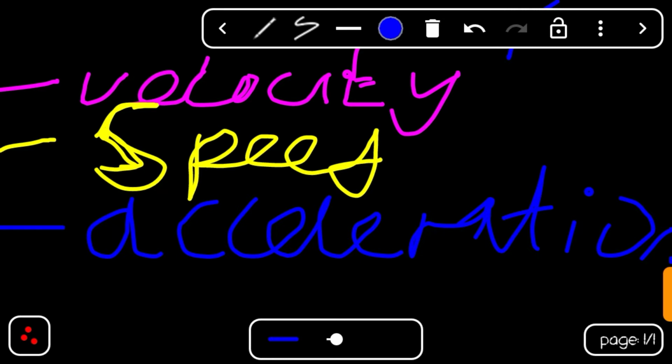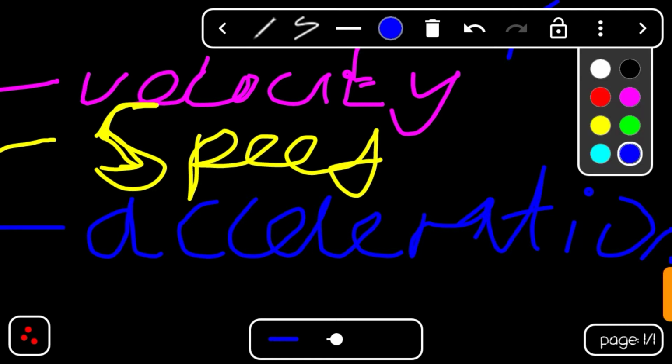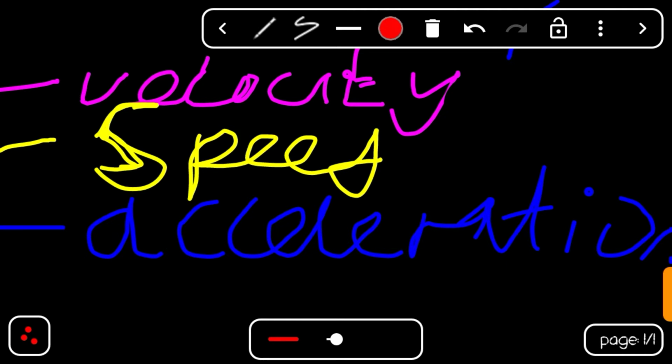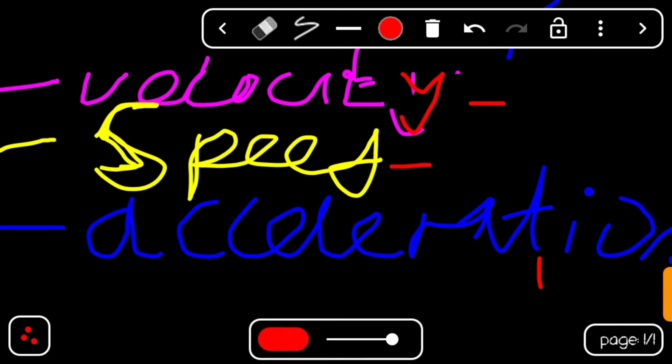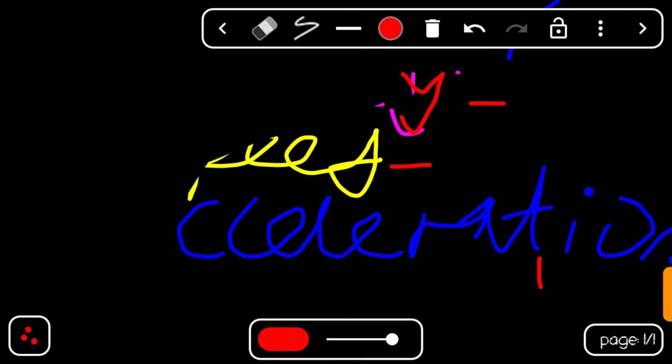And in today's video, we are going to be talking about terms used to describe motion. There are basically three terms used to describe motion: velocity, speed, and acceleration. Today we're going to be giving a brief introduction on all these terms, and in the next video we are going to solve calculations under them. So stick around for the next video.